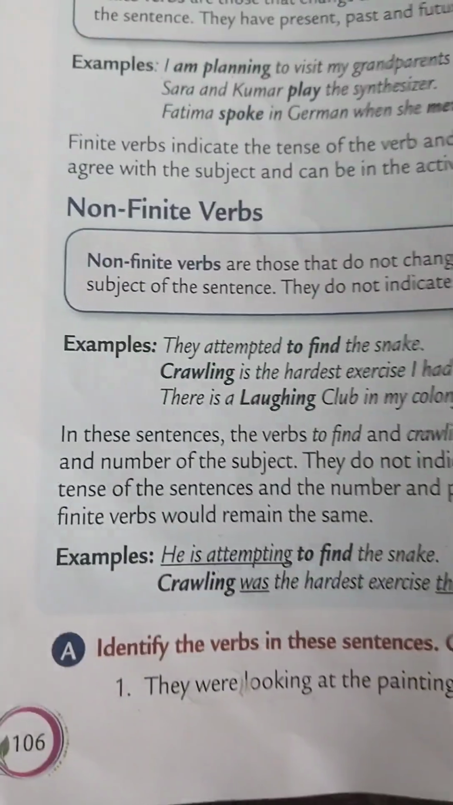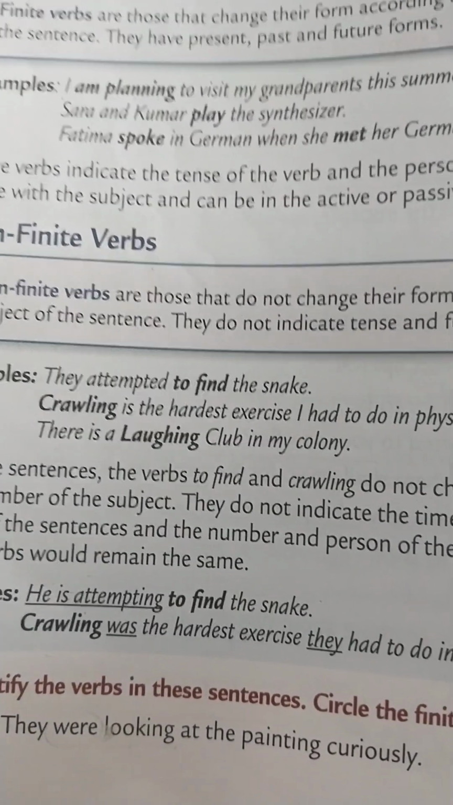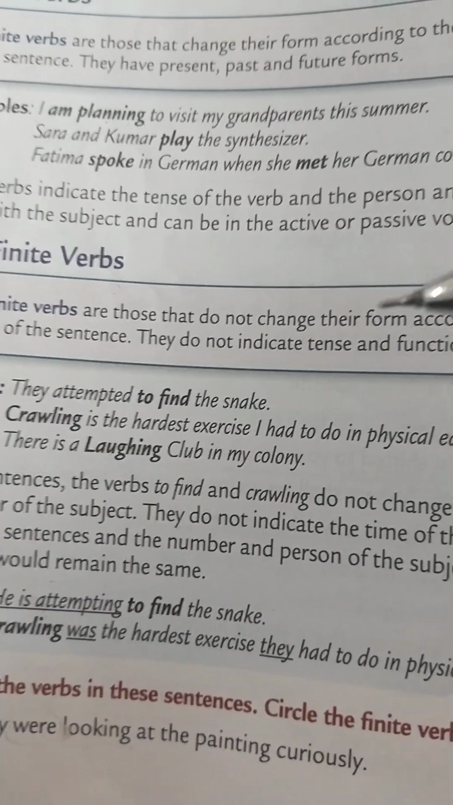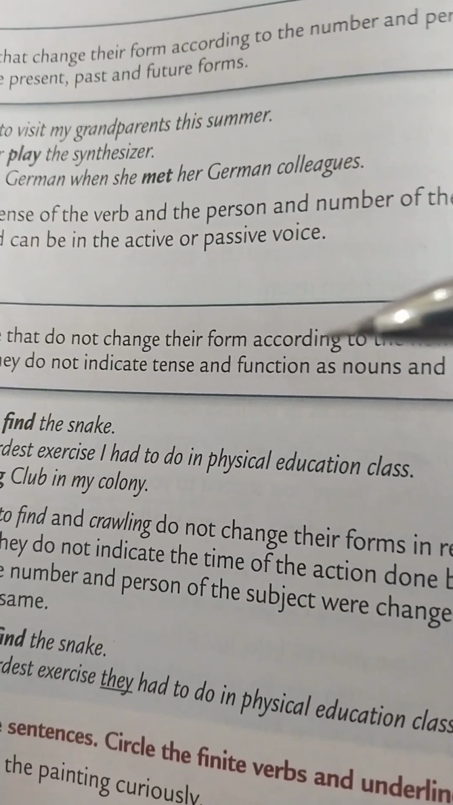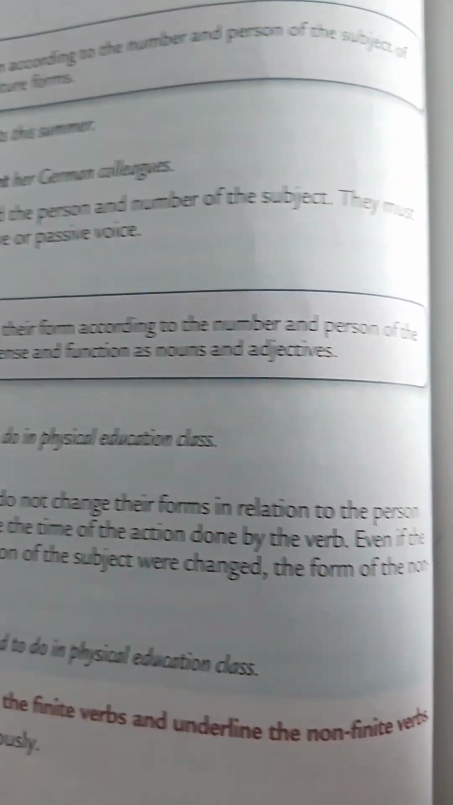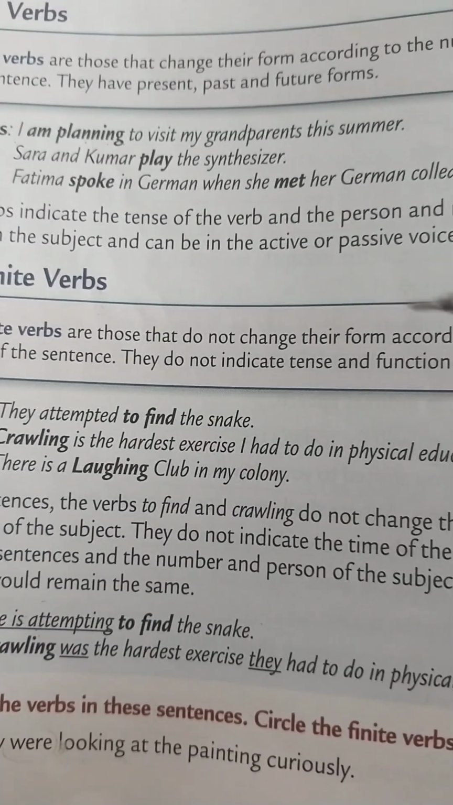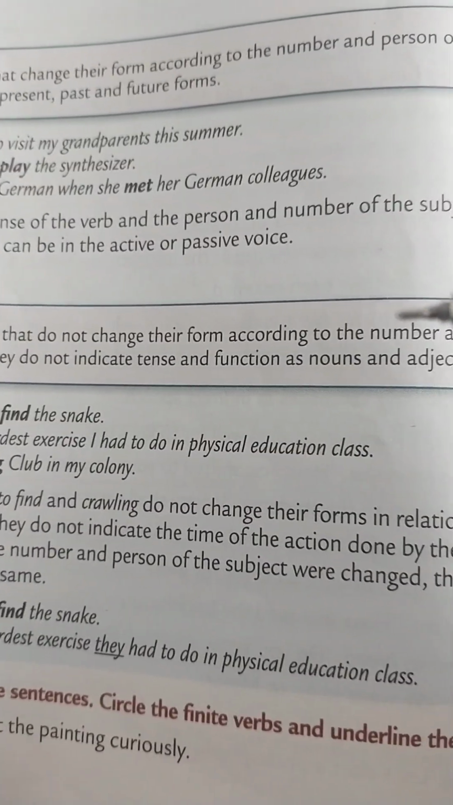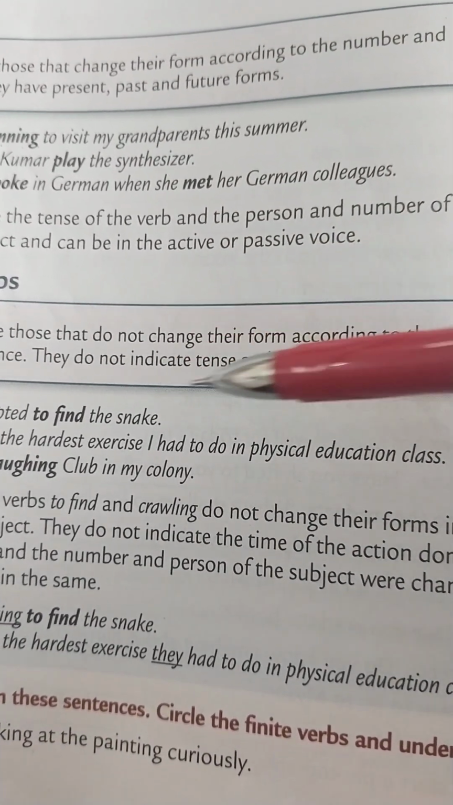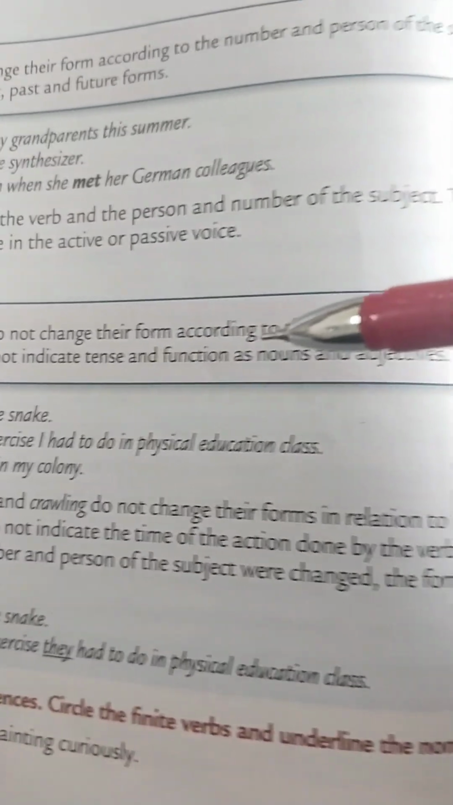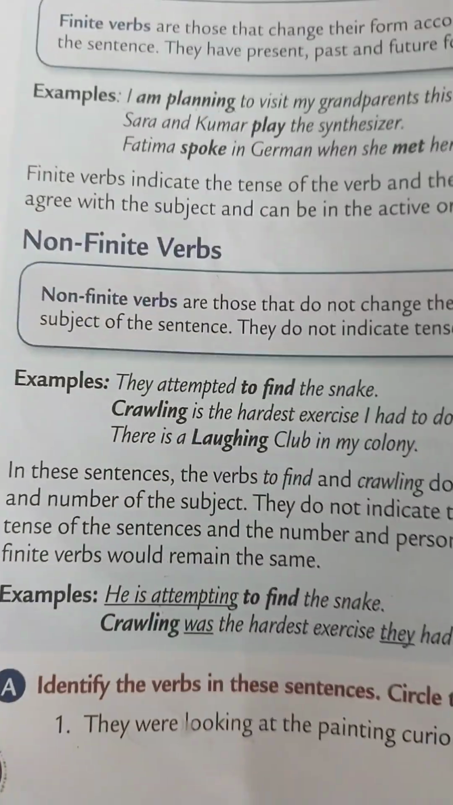Now non-finite verbs. What are non-finite verbs? Non-finite verbs, children, are just the opposite of finite verbs. Finite verbs change, but non-finite verbs do not change their form according to the number and person of the subject of the sentence. They do not indicate tense also, and they function as nouns and adjectives.